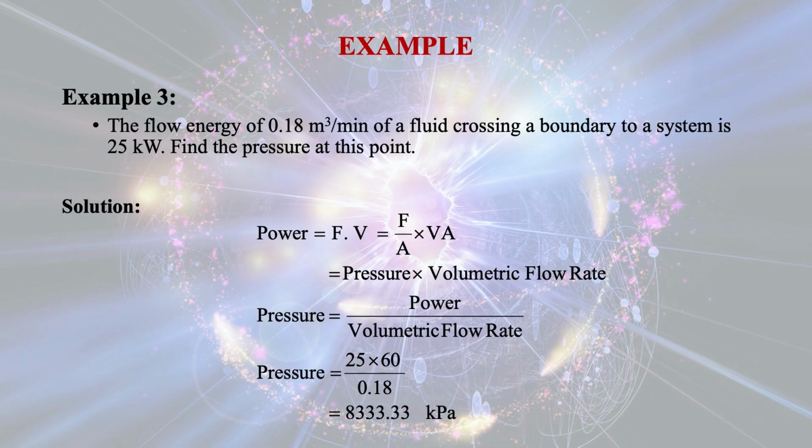Power is given as 25 kilowatt and the volumetric flow rate is given as 0.18 meter cube per minute. We have to convert it into meter cube per second. So 0.18 divided by 60 will become meter cube per second, and if you put all these values of power and volumetric flow rate, you will get the pressure. So the pressure will come out to be 8333.33 kilopascal.